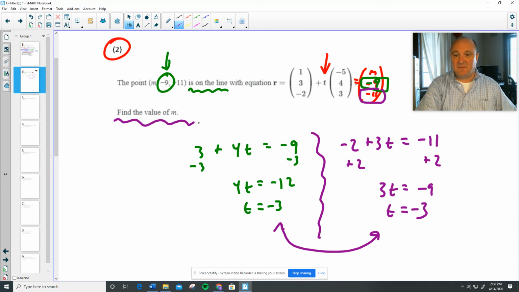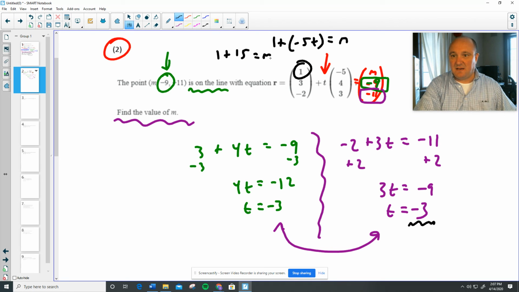So find the value of m. I'm going to take my x line, 1 plus -5 times t, and that has to equal m. But now I know what t is. t is -3. So I've got 1 plus -5 times -3, which is 15, and that equals m. So m equals 16.